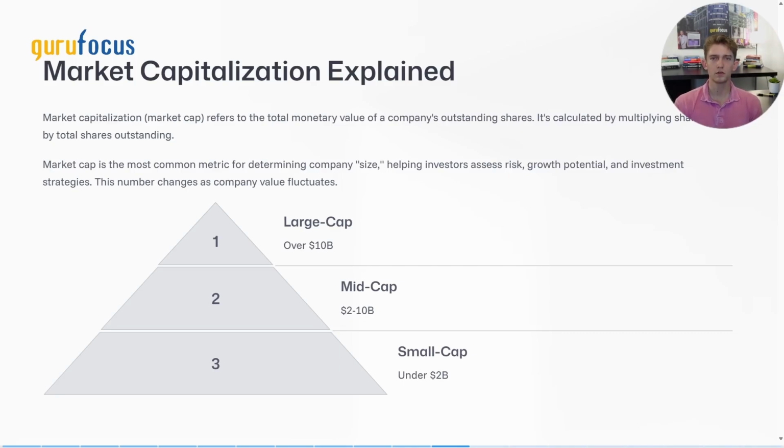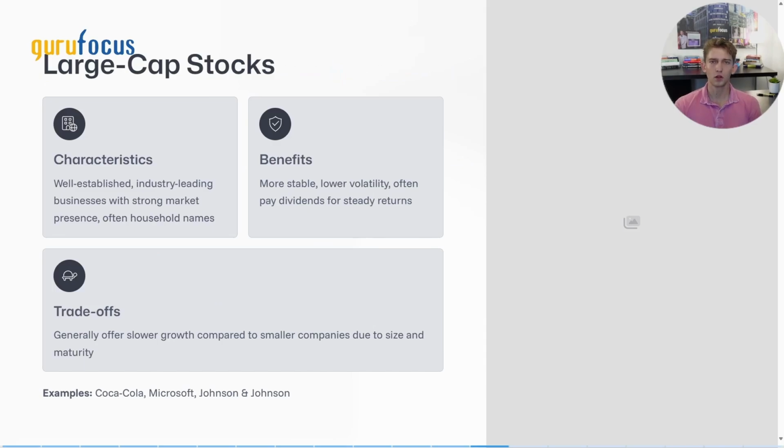This size classification also provides some key insights into different things like risk and growth opportunities. For example, large cap stocks, or companies with a market capitalization greater than $10 billion, tend to be well-established, industry-leading companies. These are often household names like Coca-Cola or Walmart. Some of the benefits of investing in these large cap stocks are that due to their maturity, they tend to be more consistently stable and experience lower price volatility than many of their medium and small cap counterparts.